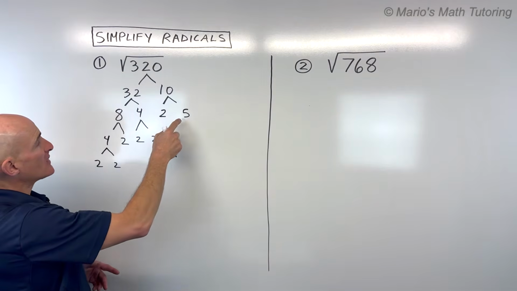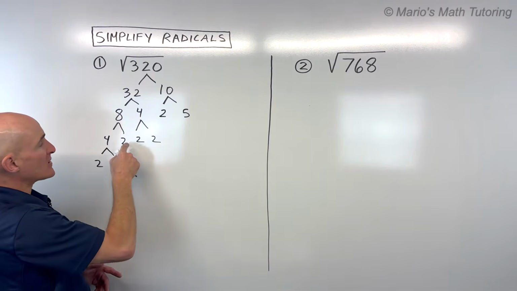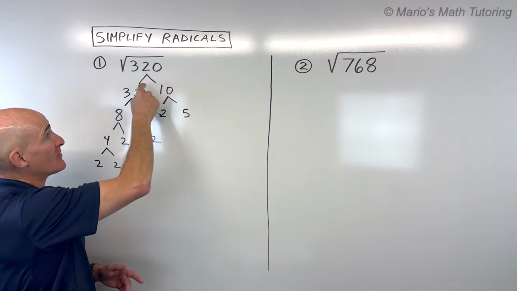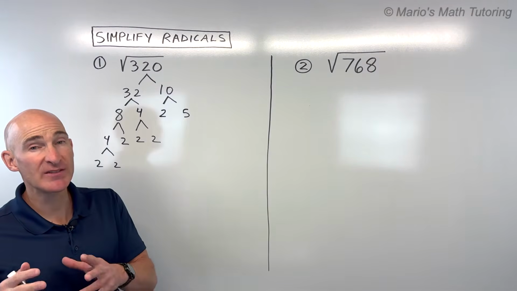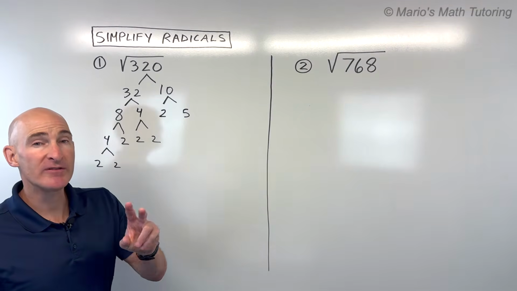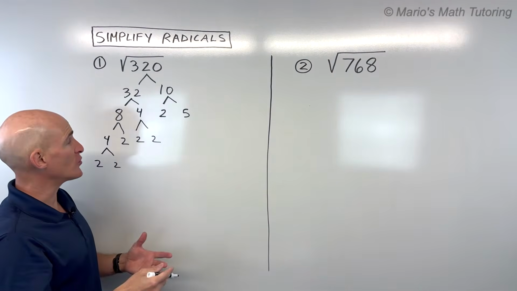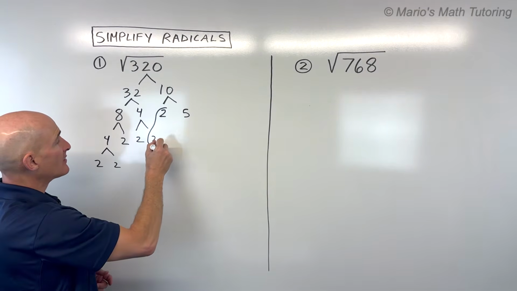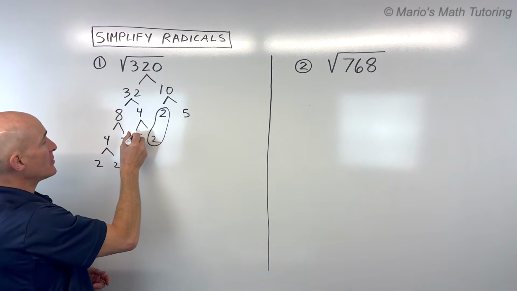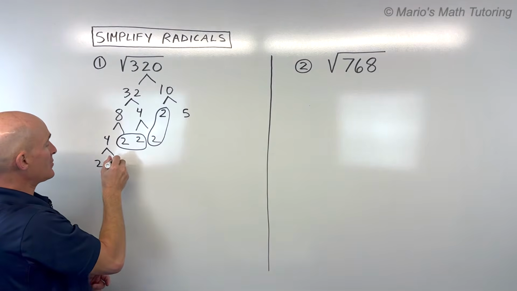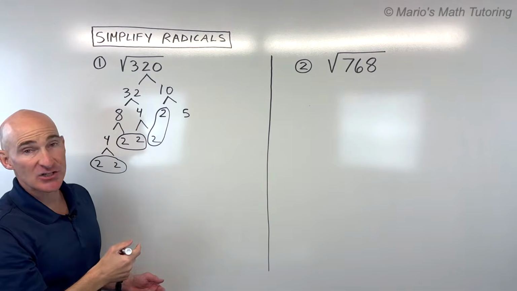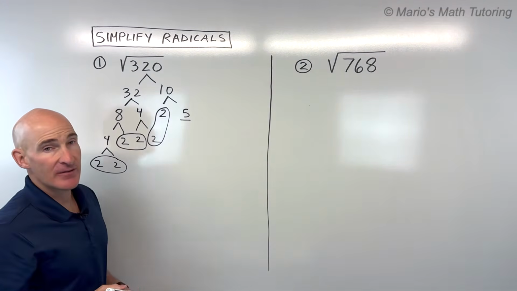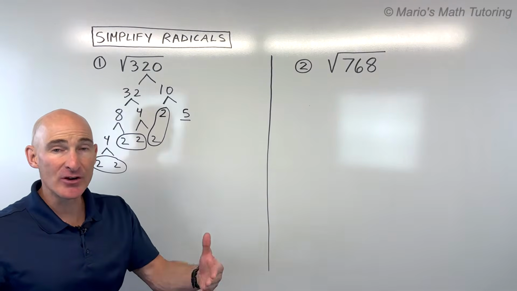So what we're looking at is these numbers at the very ends of the branches here. If you were to multiply all these numbers at the ends of the branches together, you would get back this 320. But when you're taking the square root, you're looking for two of the same number. So either two 2's or two 3's or two 5's, two of the same numbers. So for example, here I can see I've got a pair of 2's. Here I have a pair of 2's. And here I have a pair of 2's. Now they don't have to be next to each other. They just have to be at the ends of the branches. Whatever's left over, like in this case a 5, that doesn't have a pair, that's going to stay underneath the square root.